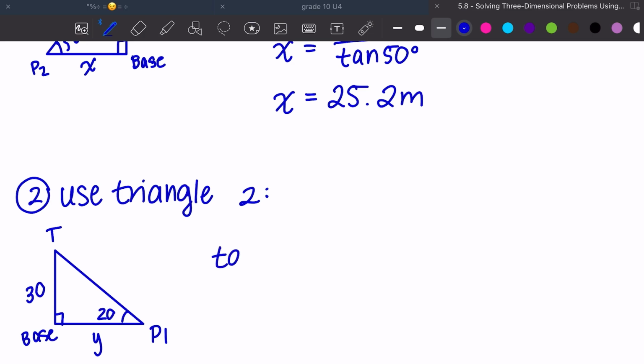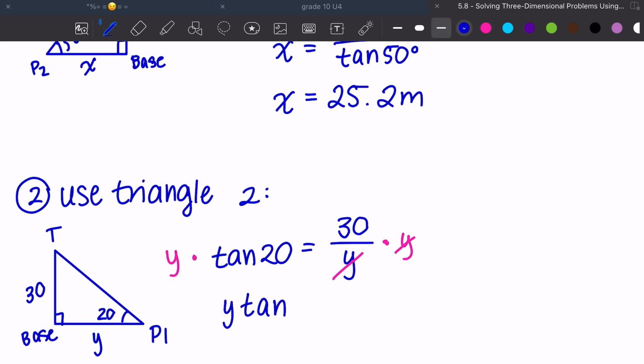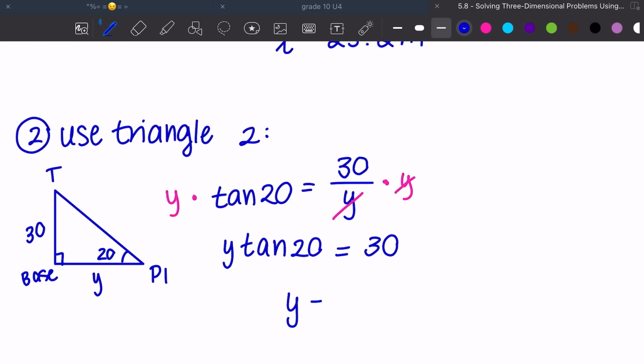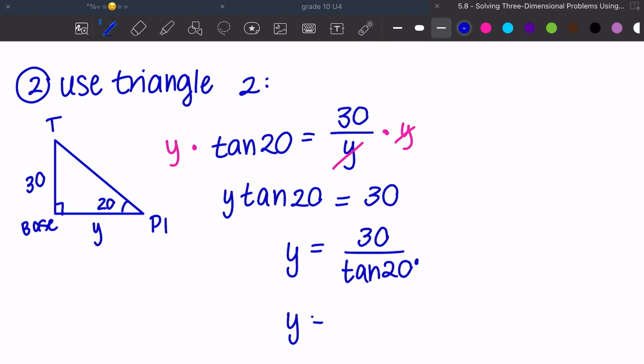So, okay, tan 20 is equal to opposite over adjacent. You encounter the same thing where the unknown is in the denominator. So again, you can multiply both sides by it. You'll just have to do the extra step of dividing tan out. So Y times tan 20 equals 30, or Y is going to be equal to 30 over tan 20, which I end up getting is 82.4.